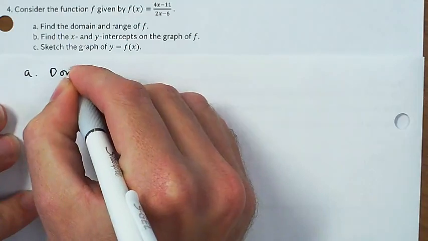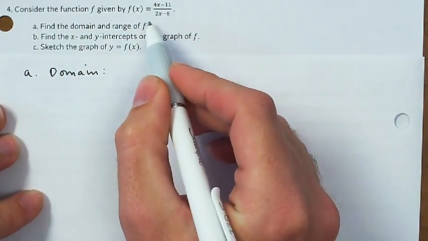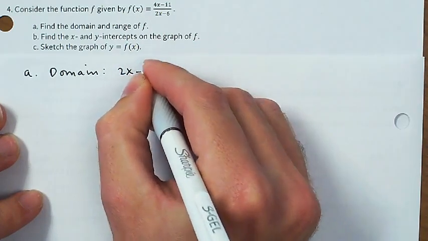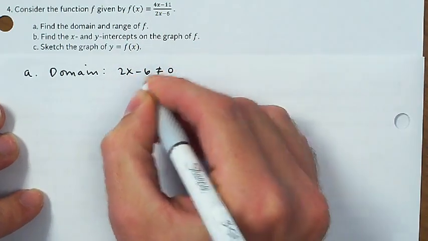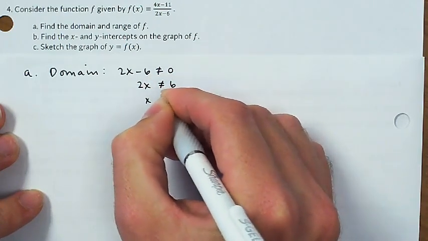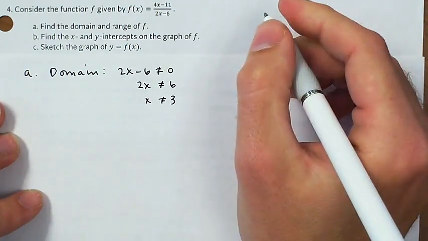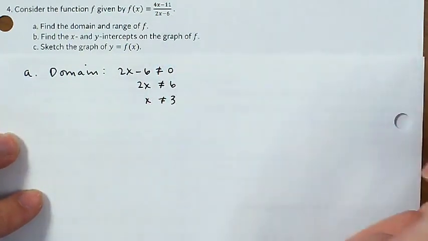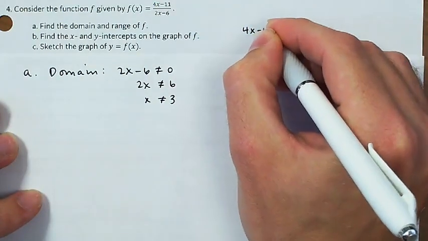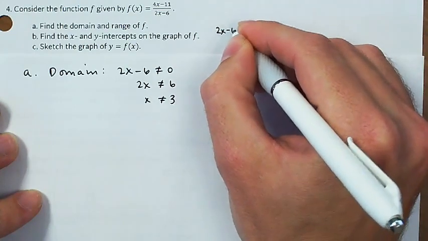The domain hasn't changed with the introduction of holes in the graph. We're going to exclude anything that causes the denominator to equal 0. Add 6, divide by 2, say all x except for 3. For the range, we need to simplify this using long division. So I'm going to go over here and say 4x minus 11 divided by 2x minus 6.